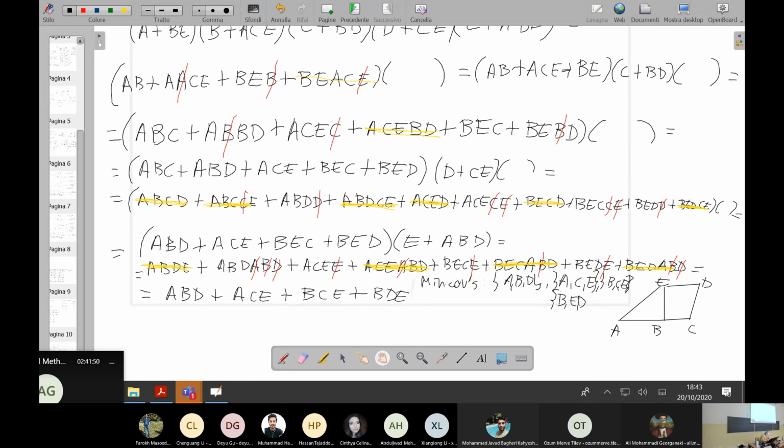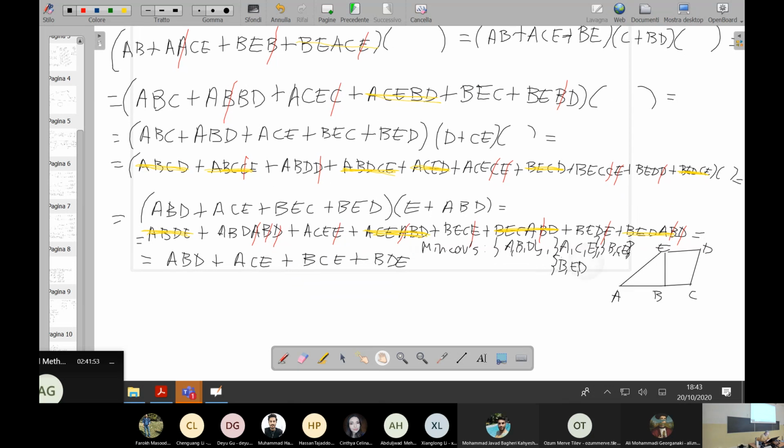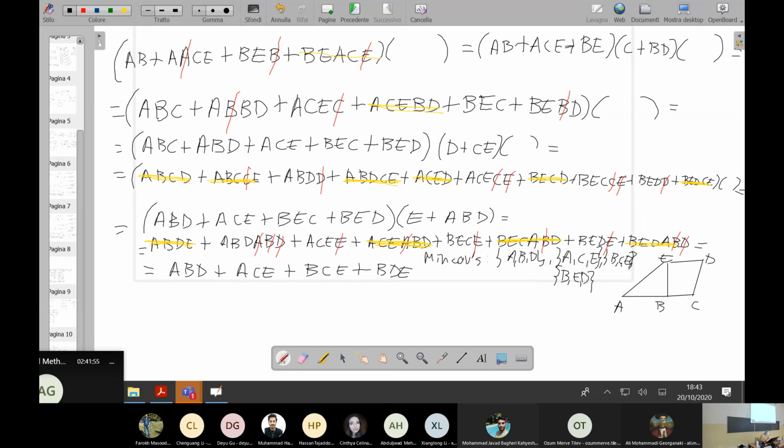Maybe I can write down here. Oh, yeah, I can. Out of minimal coverings, I can get maximal independent sets, which are the complements. ABD, I've left out C and E. ACE, and so I've left out B and D.